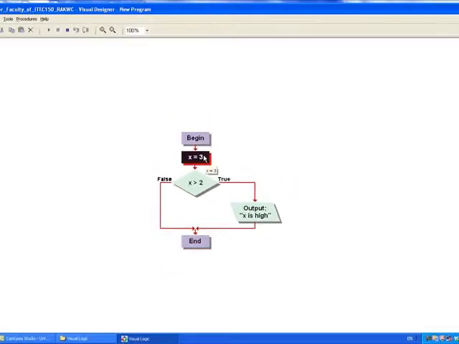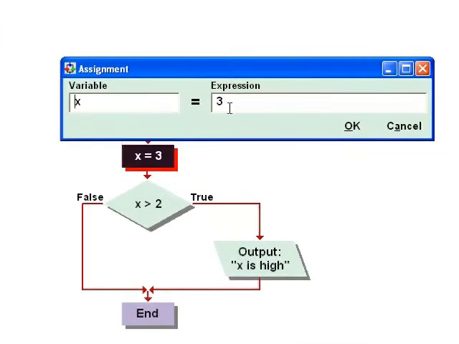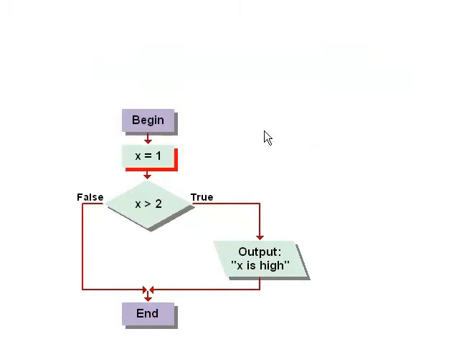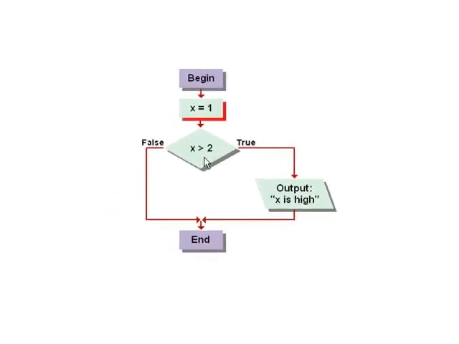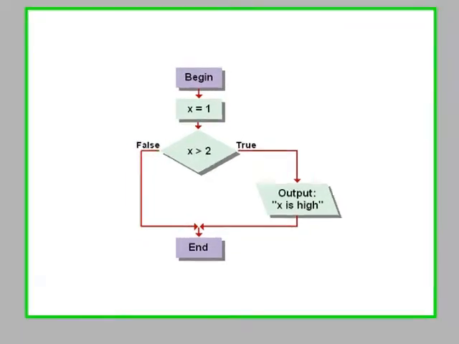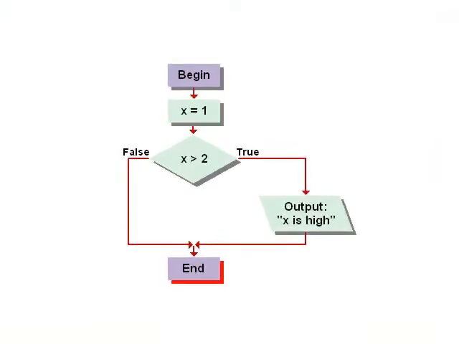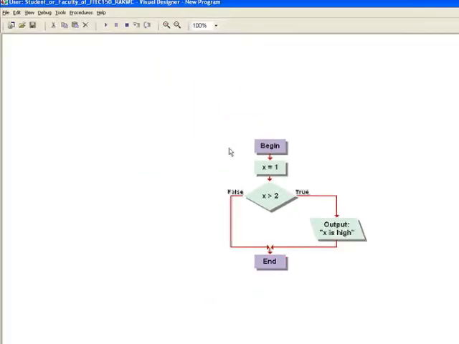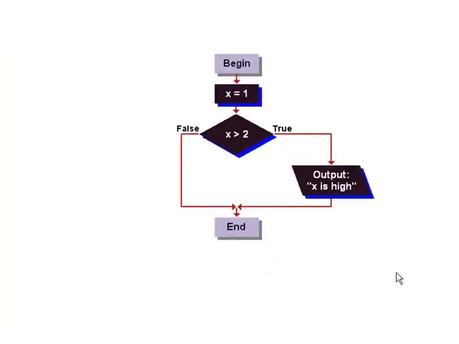Now if I change this to say the value is 1, what do you expect the result would be? x is 1, is x greater than 2? No, 1 is not greater than 2. So it will not be true. It will not go this direction, it will go this direction, where there is nothing here. Then of course it will print nothing. Let us do it. See, nothing printed. Okay, this is the simple if statement.